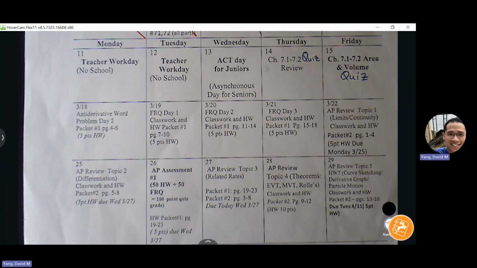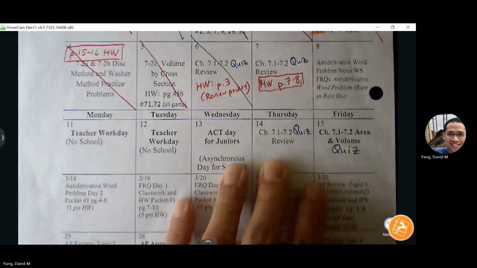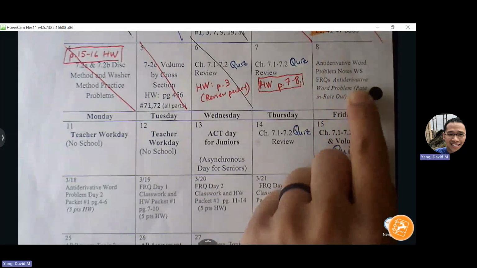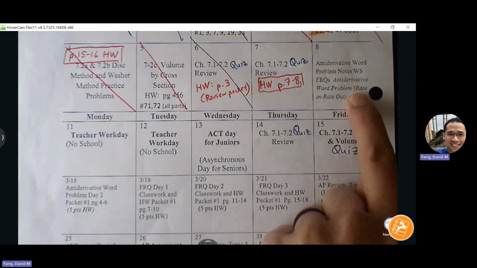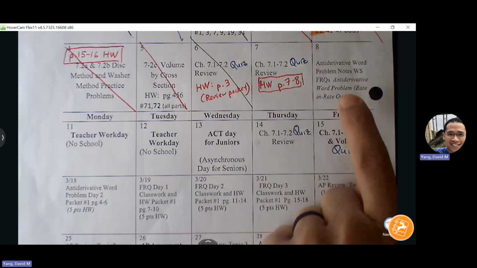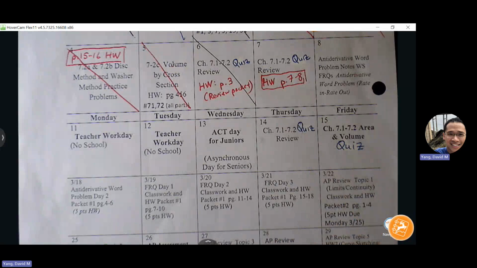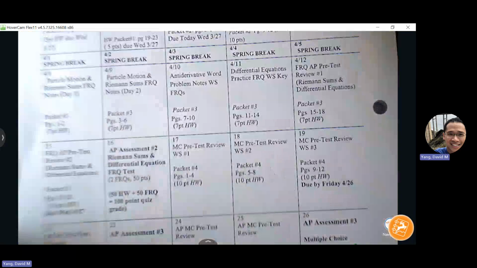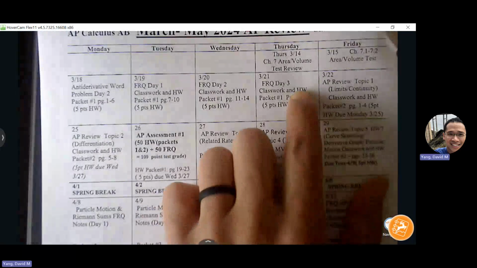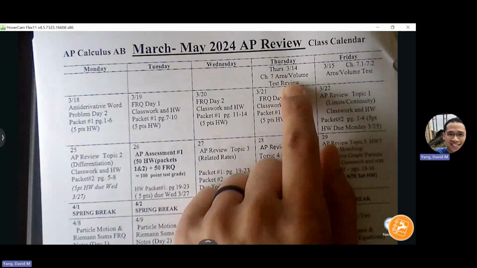Okay, so if you look at the new packet that had you pick up, we're going to get started with the AP review packet. So we're taking a day break off from reviewing. We are still going to have another full day of review next Thursday before your quiz, which is next Friday. So this calendar starts off next Thursday.